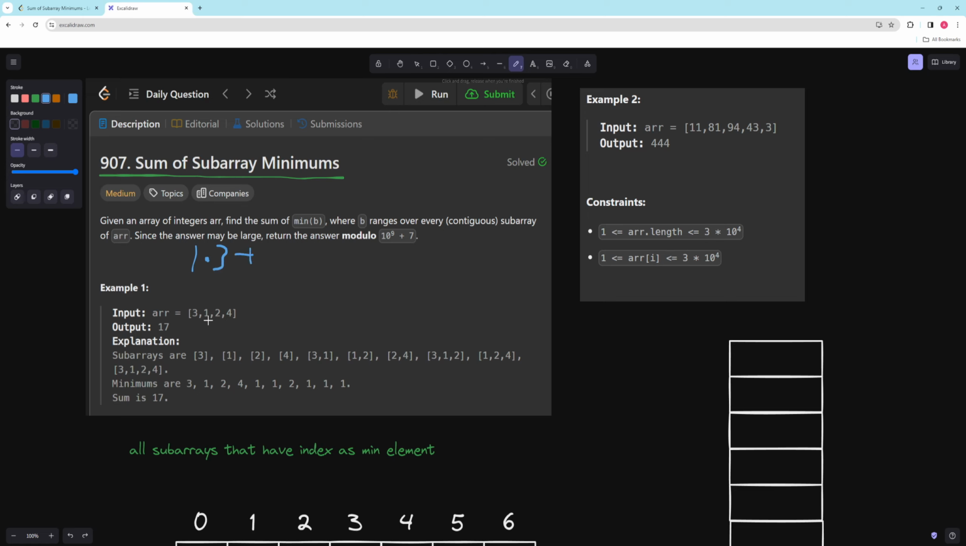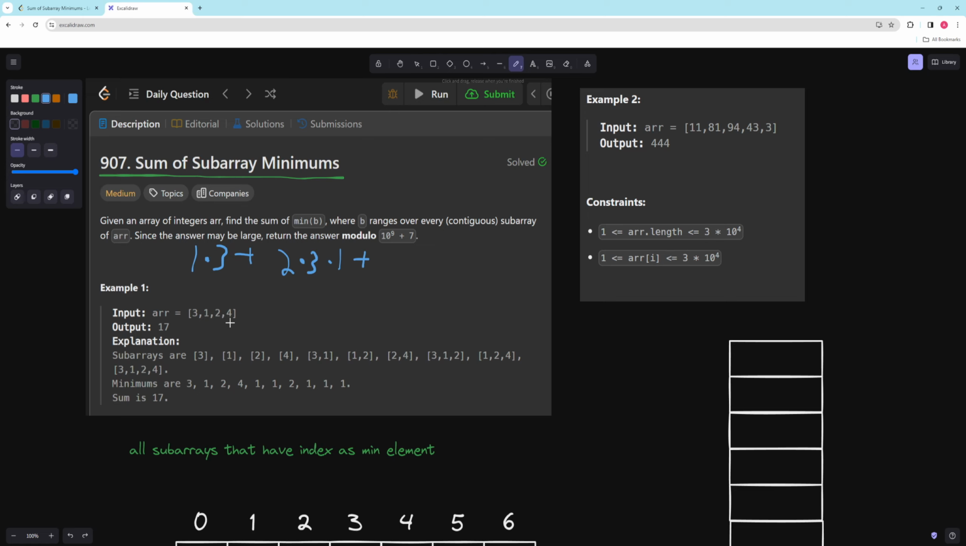Then for 1, 1 can go all the way. So the number of elements to the left is 1, and the number of elements to the right is 2. Remember, we add 1 to each of those, so it's going to be 2 and 3. So 2 times 3 times 1. Then for 2, how many elements are there to the left? Actually, none, because we can't include this 1; if we include this 1, then 2 is no longer the min element. So for 2, to the left is 0, and to the right is 1.